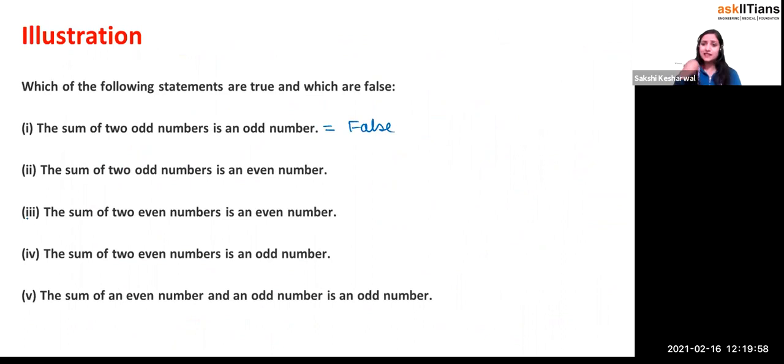You can take some example in your head. If you forgot this thing, take an example like 3 plus 7 is equals to what? 10, which is even, right? The sum of two odd number is an even. The sum of two odd numbers is an even number. That's true. Just now we said.